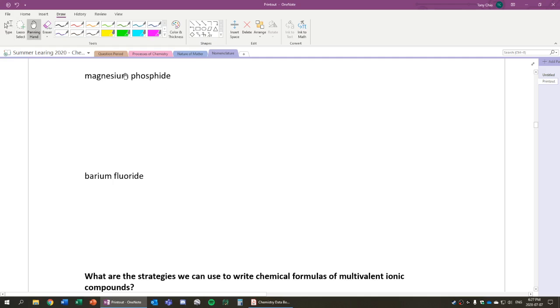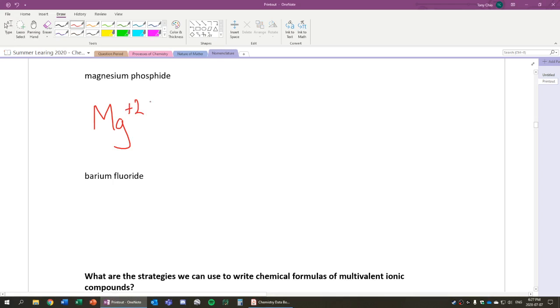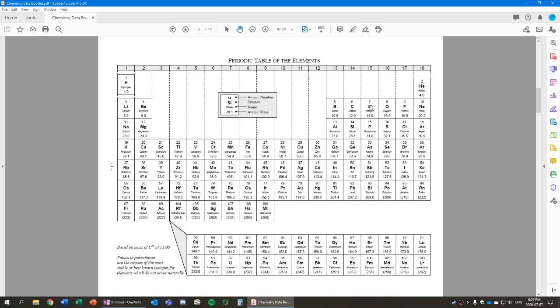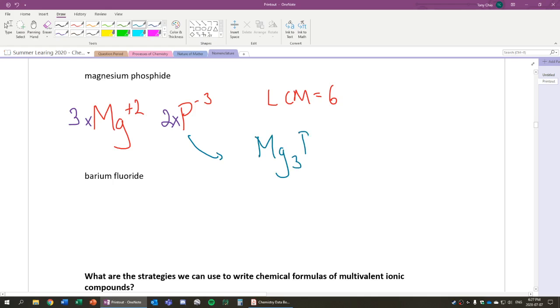If you look at the next one, magnesium phosphide. Magnesium is Mg. The charge of magnesium, being in column number 2, is positive 2. Phosphide is phosphorus. Phosphorus is underneath nitrogen. Nitrogen's column is negative 3. So P minus 3. So what's the LCM of 2 and 3? Lowest common multiple of 2 and 3? It's number 6. So we need 3 magnesium and 2 phosphorus to make them balanced. So what we end up with is Mg3P2.